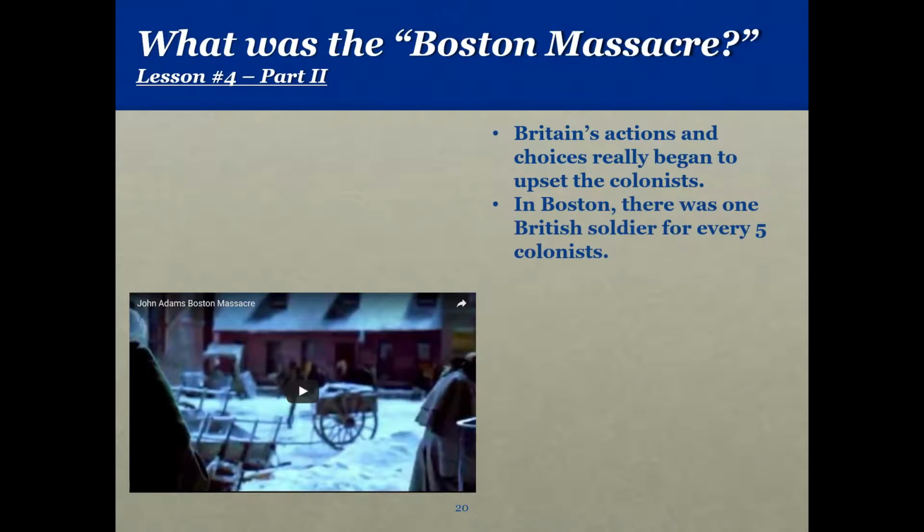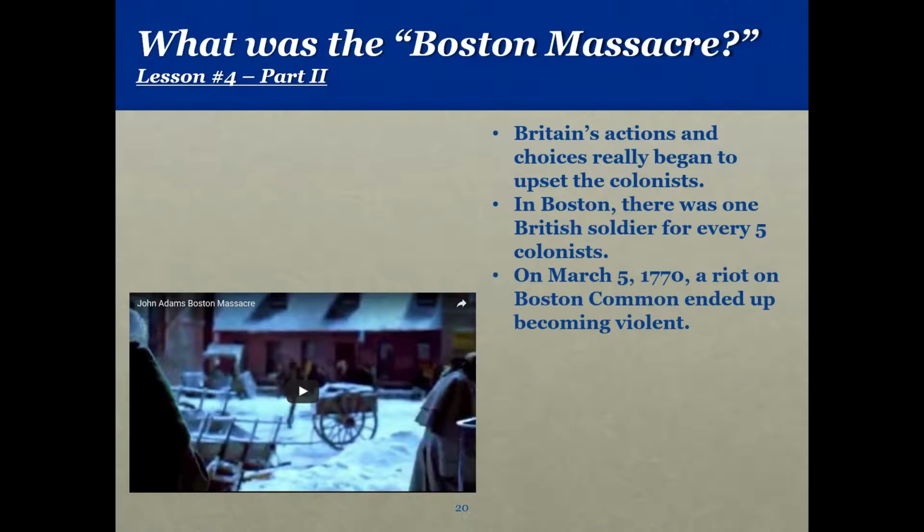And so by the time 1770 came around, there was one British soldier for every 5 colonists. So imagine walking around Salem and seeing soldiers roaming the streets, pretty much there to keep you in check, and the feeling that would create. That's basically what was going on in Boston at the time.